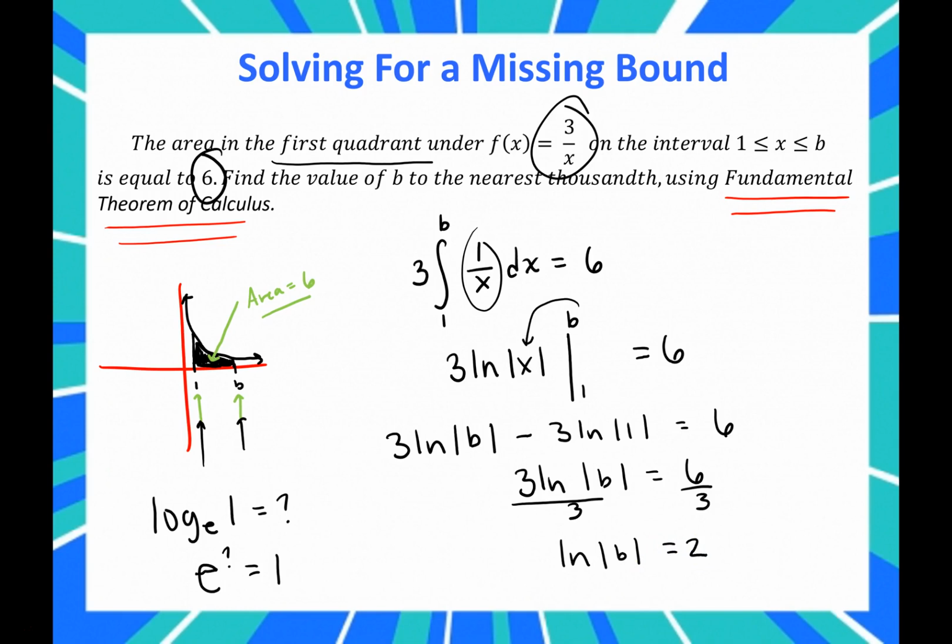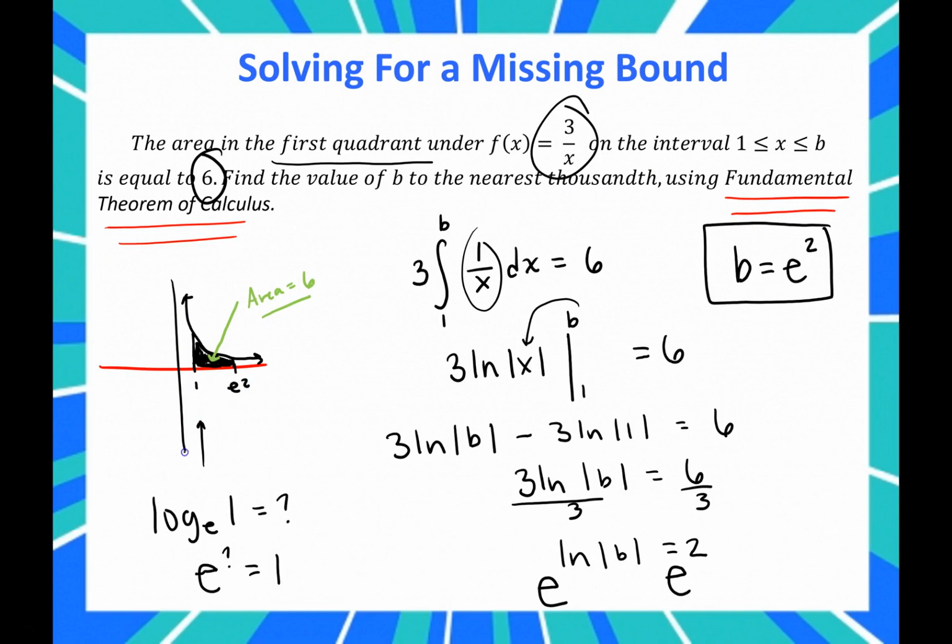Now, how do I get rid of natural log? Don't you dare say divide by natural log. Nope, you are going to take e to the power of both sides. We learned that in pre-calc. And here, e to the ln is going to disappear, and you're just left with simply b equals e squared. And that's it, you're done. So in order to get an area under the curve of 6, you'd have to have your b, that upper bound, be e squared. So we just found that this was e squared. Okay? All right.